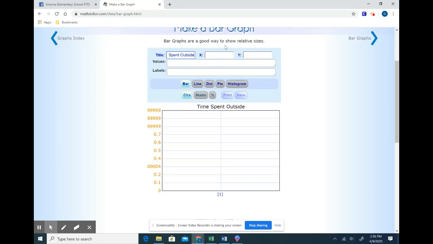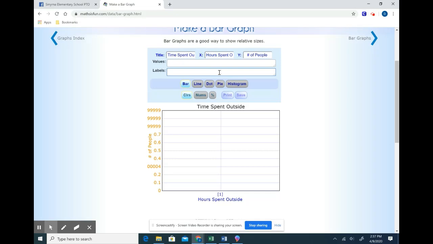So we also want to give these two parts of the graph titles themselves. The x-axis that goes horizontal is going to be titled Hours Spent Outside, because those were our categories. The y-axis is going to be Number of People, because that will show us how many people voted for each one. We're going to skip intervals, and we'll get back to those in a minute.